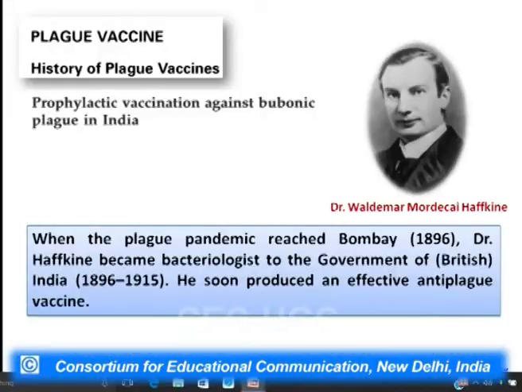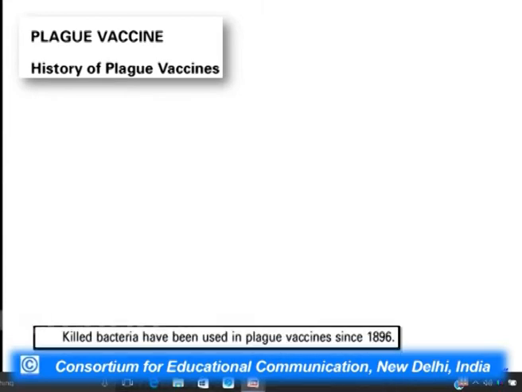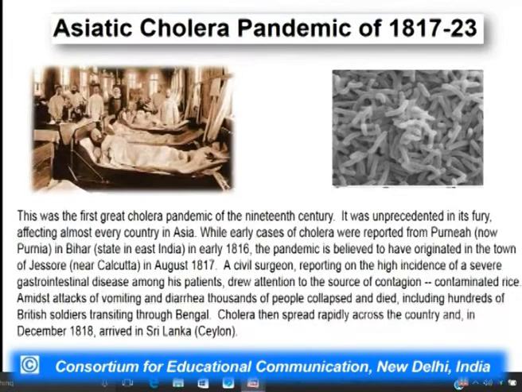So, what is the history of the plague vaccine? The prophylactic vaccination against bubonic plague was started in India by Dr. Waldemar Mordecai Haffkine. When the plague pandemic reached Bombay, Dr. Haffkine became bacteriologist to the government of British India, between 1896 and 1915. He soon produced an effective anti-plague vaccine. A killed-bacteria vaccine has been used for plague since 1896.